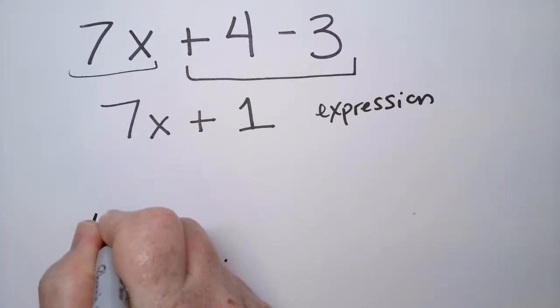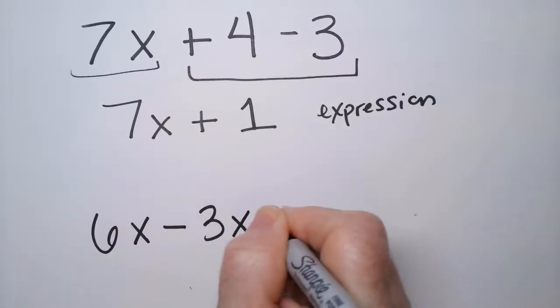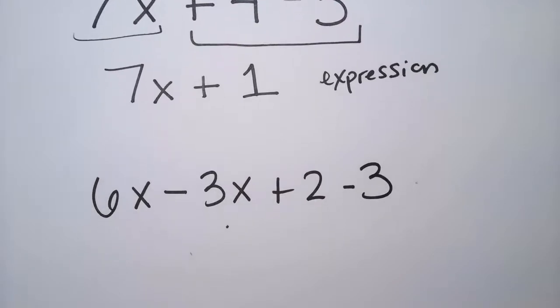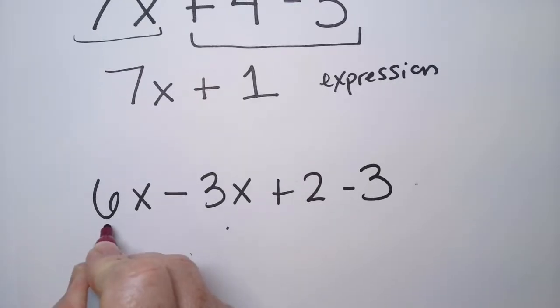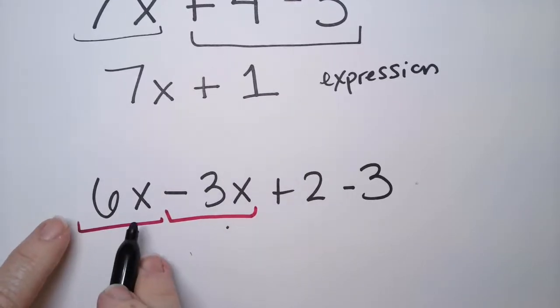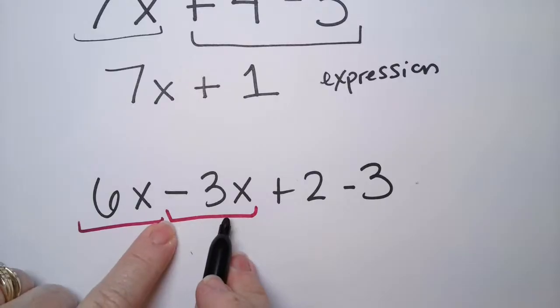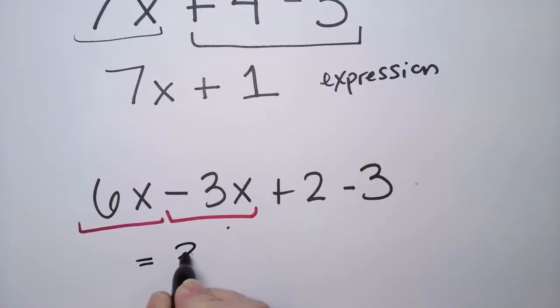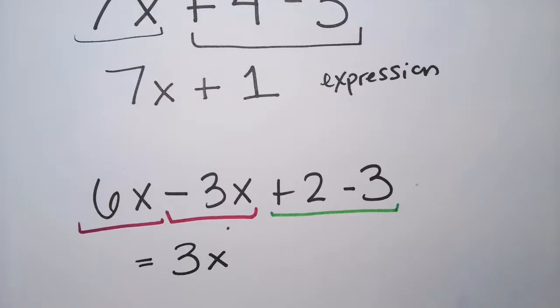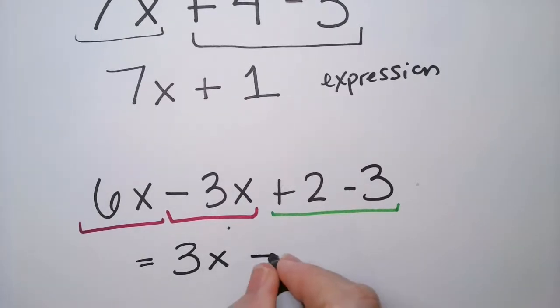Here's another one. 6x minus 3x plus 2 minus 3. How would you simplify that? What would you say? Yep, okay, so everything with an x, you're going to take the sign in front of it and combine it. So this is plus 6 minus 3. So this is going to become 3x. And then everything that doesn't have an x, plus 2 minus 3. So that's going to be a minus 1.